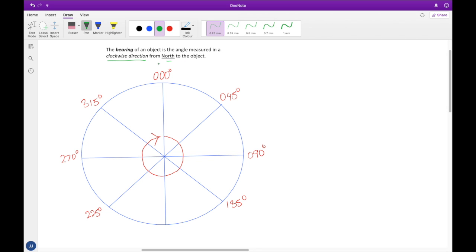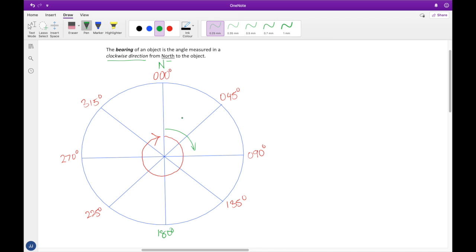If this is north here, we will be measuring from this north line in this clockwise direction, and we can see here that we have the 45 degrees, the 90 degrees, the 135. Down here will be 180 degrees, of course, 225, 270, 315, and back to 360, back to 0 degrees north. So whatever angle we measure, please remember that we are measuring from the north line.